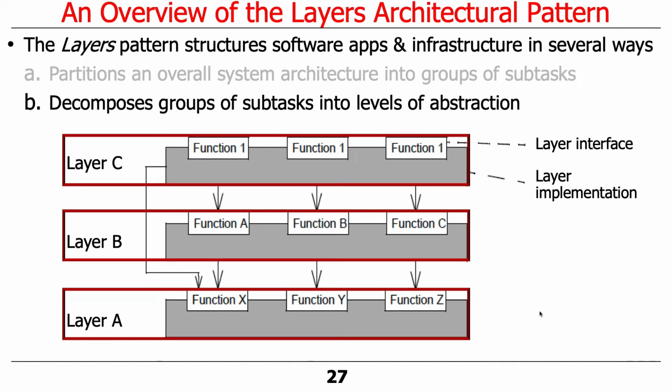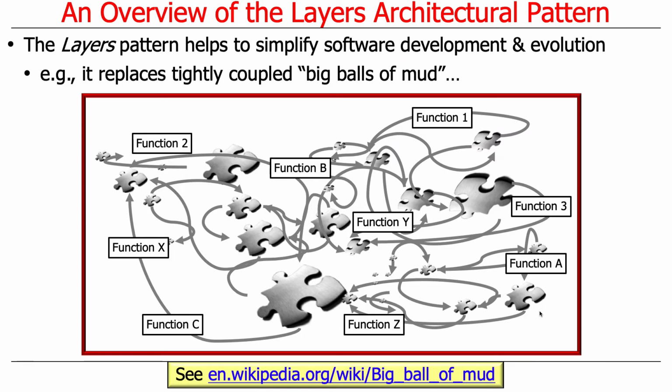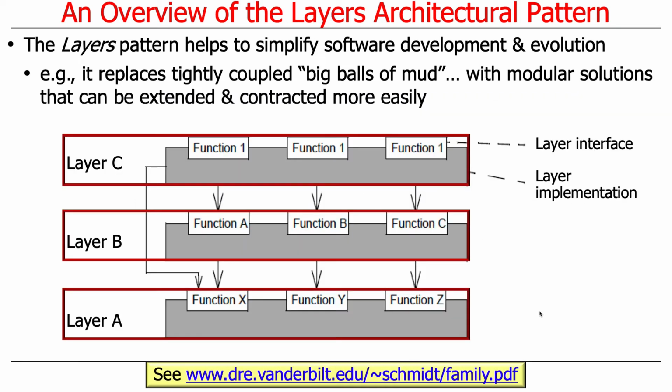First of all, hopefully when you look at this diagram and think about the Android architecture I showed you that we've talked about for a couple of days, it should look very similar, right? Layering helps to simplify software development and evolution. The reason it does that is it moves away from what are called big balls of mud, or spaghetti architectures like the one that I'm showing you here. Instead it replaces them with a much more modular way of organizing the software that can be extended and contracted more easily.